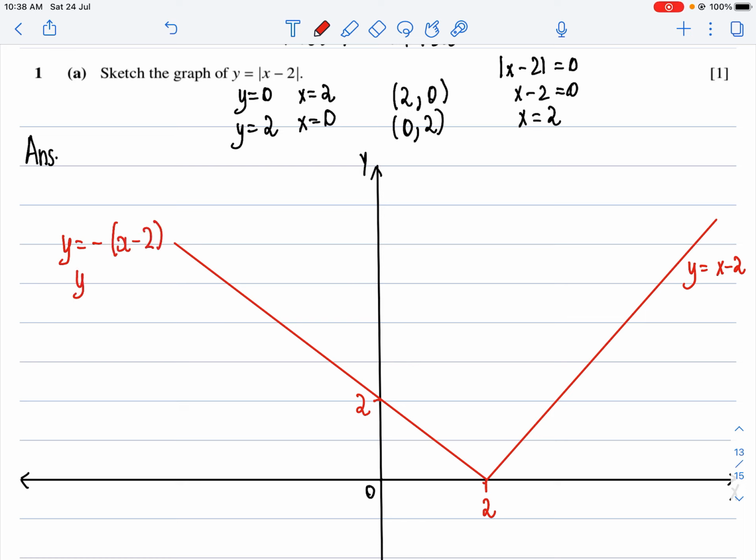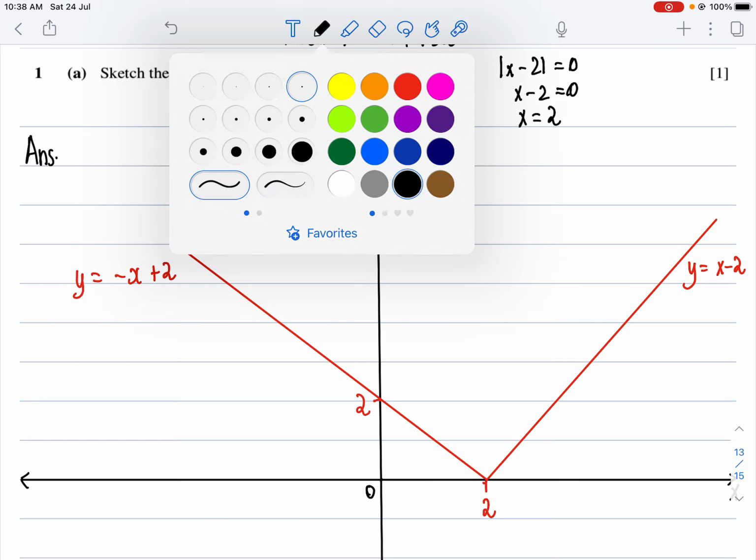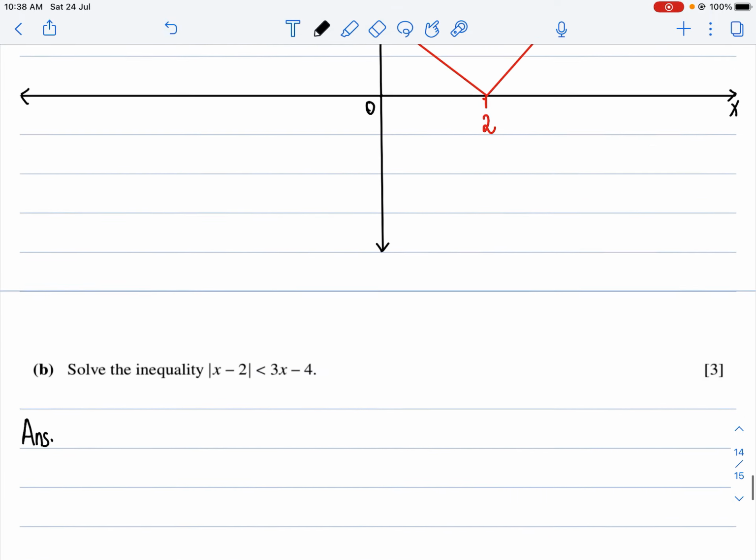Okay, which can be written as y equals minus x plus 2. Got it? So I'll just erase this. So this is basically the sketch. Now I can go to the B part.